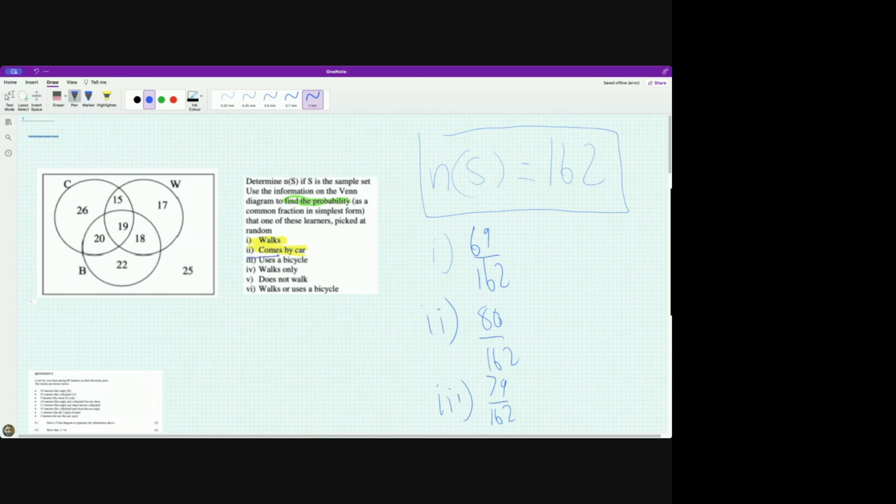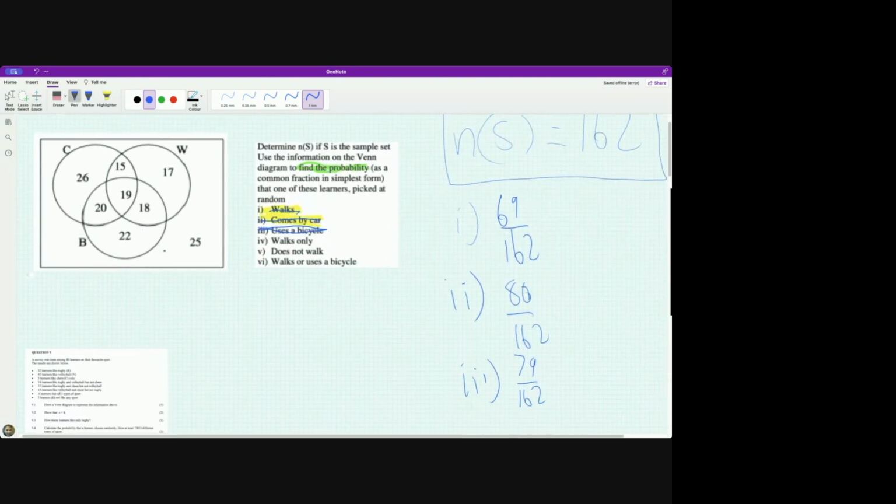So we've done this one here, but now the question gets a bit trickier. It says, what is the probability that a randomly chosen person only walks to school, or walks only? That's a slightly different question. You're not allowed to take another mode of transport. Does not walk at all is another type of question. And then walks or uses a bicycle. So now they're starting to use words like not and other fancy things.